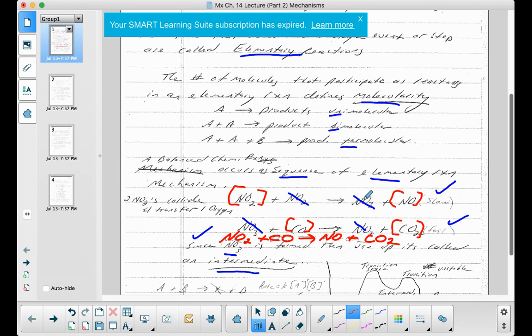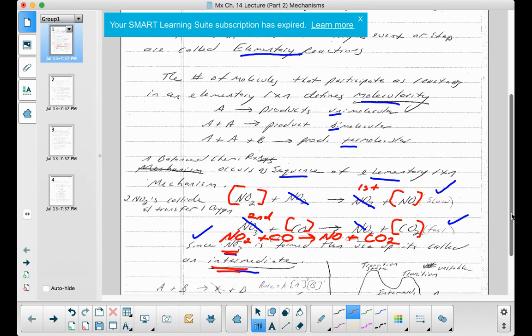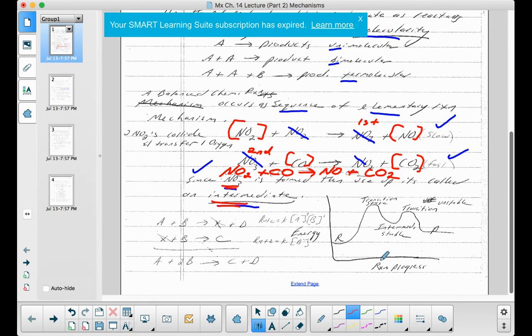And so this NO3 that is first formed, and then it is used up as a reactant, the NO3 is called an intermediate. And that's important because you can see that it doesn't show in my final reaction. And so when I look at a reaction pathway for one of these reaction mechanisms, it's going to look a little different than the one that we saw in the last part of the lecture.